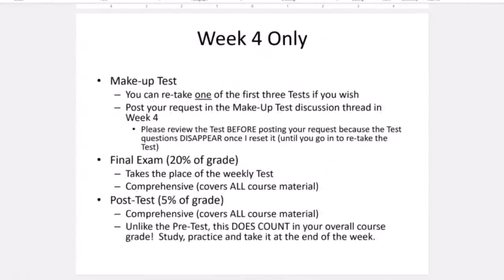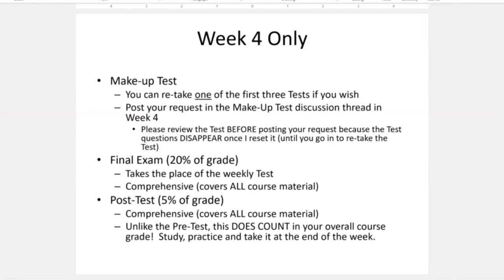But then, just to let you know, in the 4th week, you get to retake any one of the first 3 tests. If you didn't do well on one, don't worry. You can retake it at the end of the term. You don't have to. If you're happy with your grades, you just go on your way. The final exam is comprehensive. Don't worry, I'll go over everything.